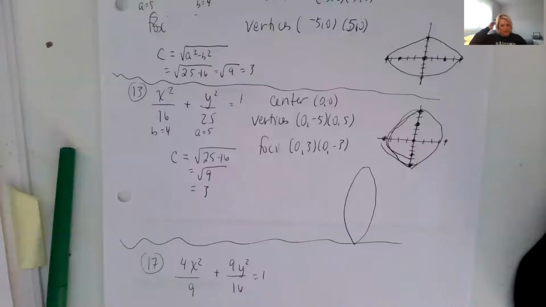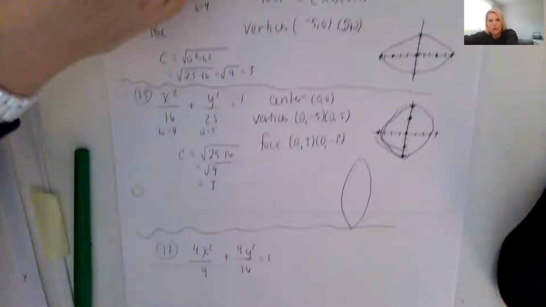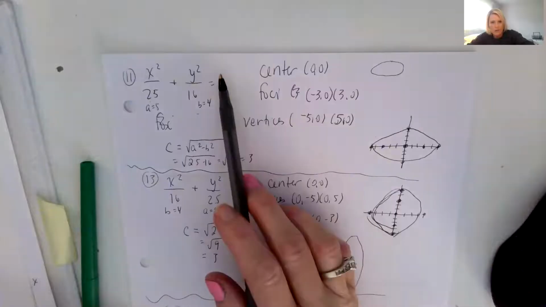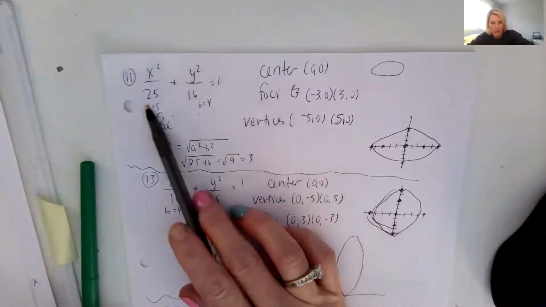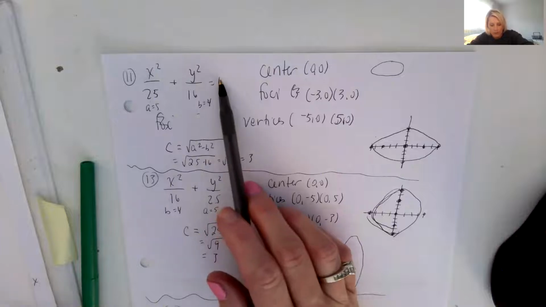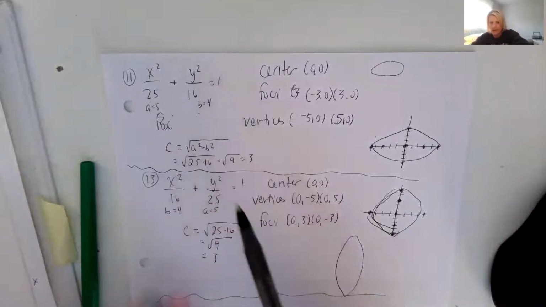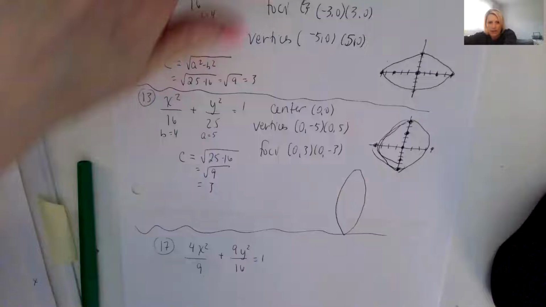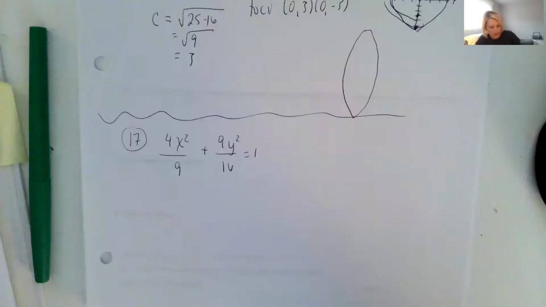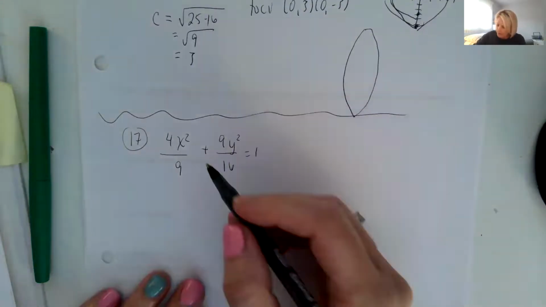Let's look at 17. Oh, and also make sure that they're equal to 1. So if they're not equal to 1, you need to divide through by the constant to get that equal to 1 on that side. I think all the ones I gave you are already set up like that.